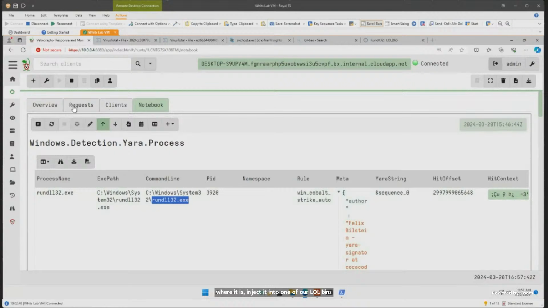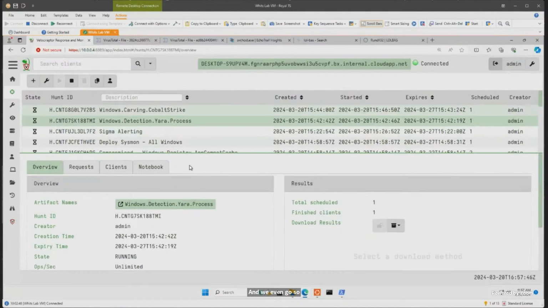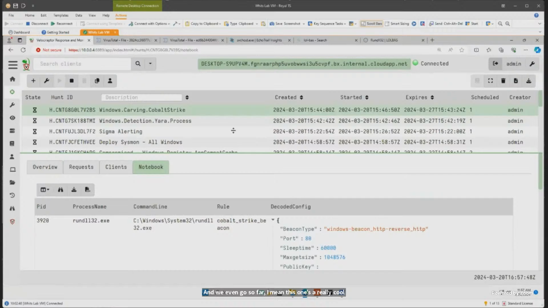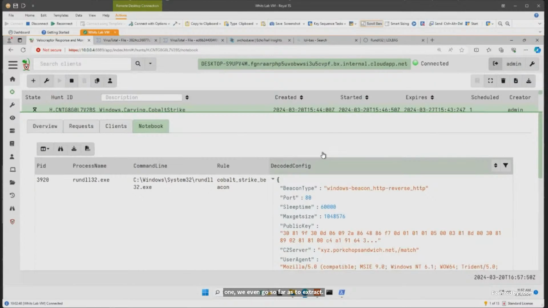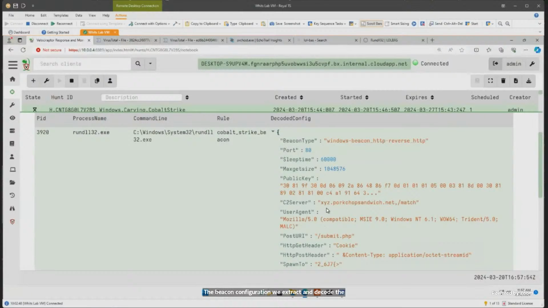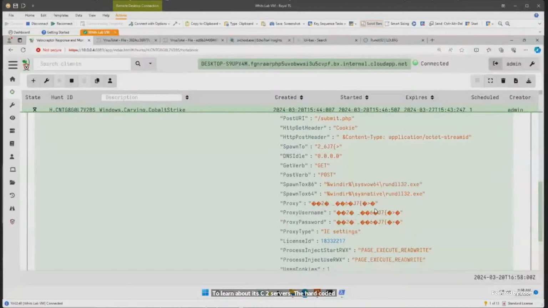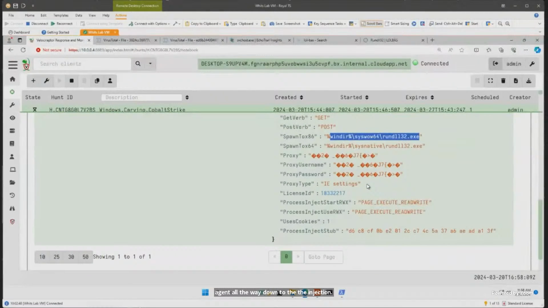And we even go so far, I mean, this one's a really cool one, we even go so far as to extract the beacon configuration. We extract and decode the Cobalt Strike beacon configuration to learn about its C2 servers, the hard-coded user agent, all the way down to the injection LOLBins that it's basically configured to inject into. And we expand on all this, and it's just a really, really good time, folks.